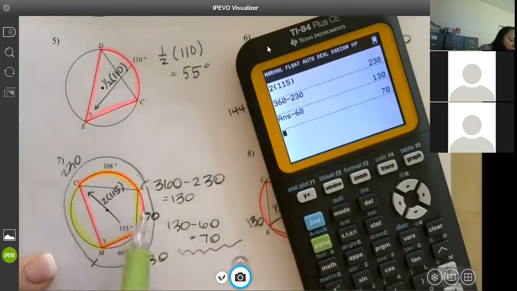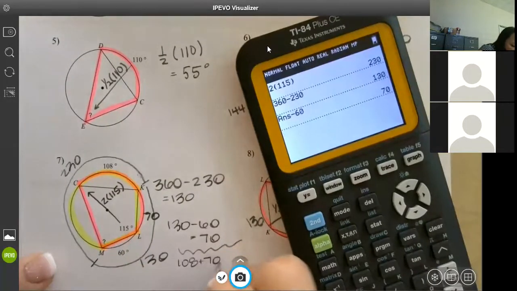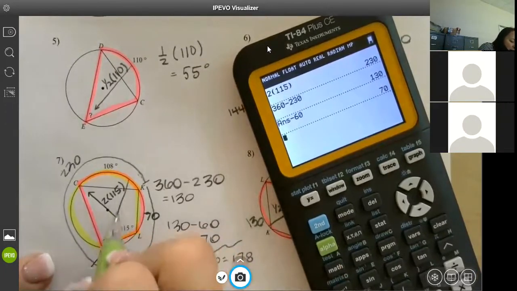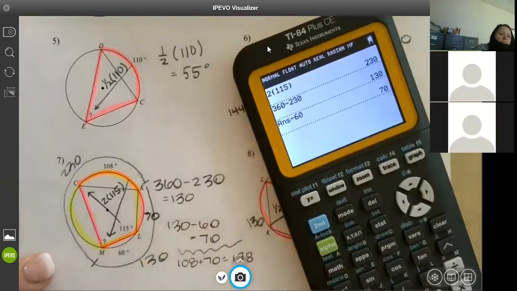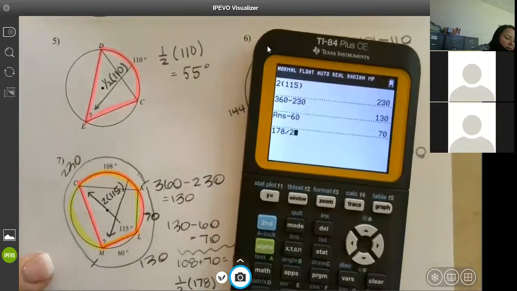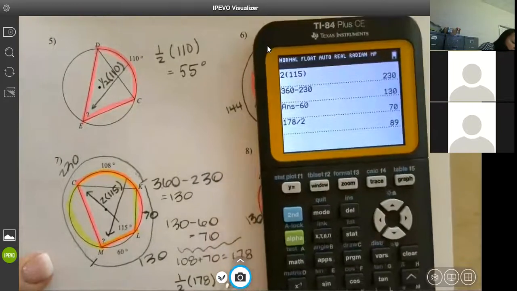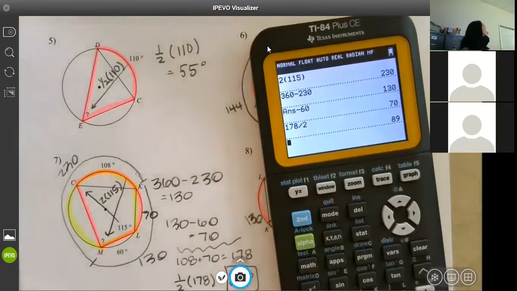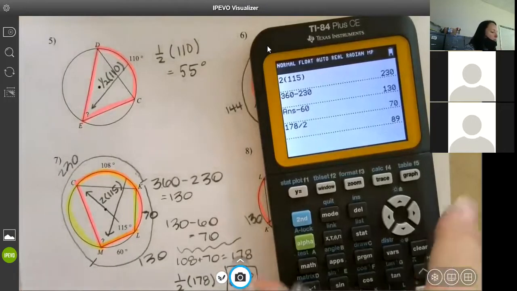What's your full pink arc right here? 70 plus 108. 108 plus 70, which is 178. And then what do we know about that angle right there? It's half of that. So 178 divided by 2 gives us 89 degrees. Those are the hardest ones, okay? So we're going to do a couple of those. We'll get through it.